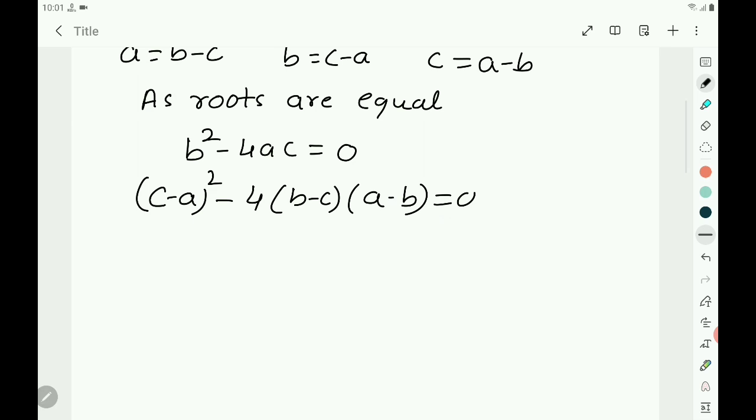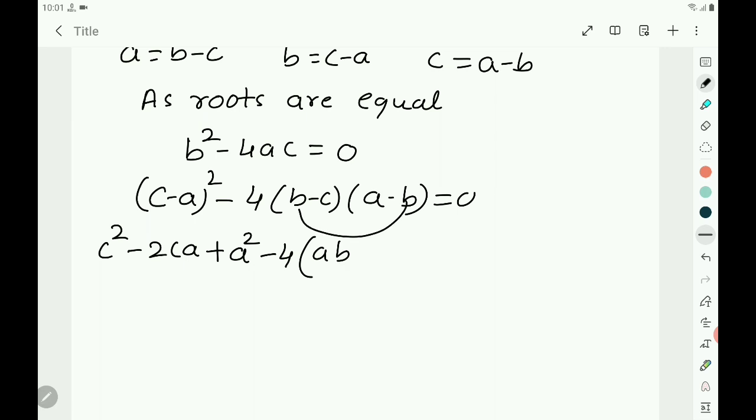Then write the expansion of (c minus a) whole square. Use the identity (a minus b) whole square equals a square minus 2ab plus b square. A is c here, so c square minus 2ca plus a square. In the place of a, c is there, in the place of b, a is there. And write minus 4 as it is, and write the product of these two. b into a is ba or ab, you write.